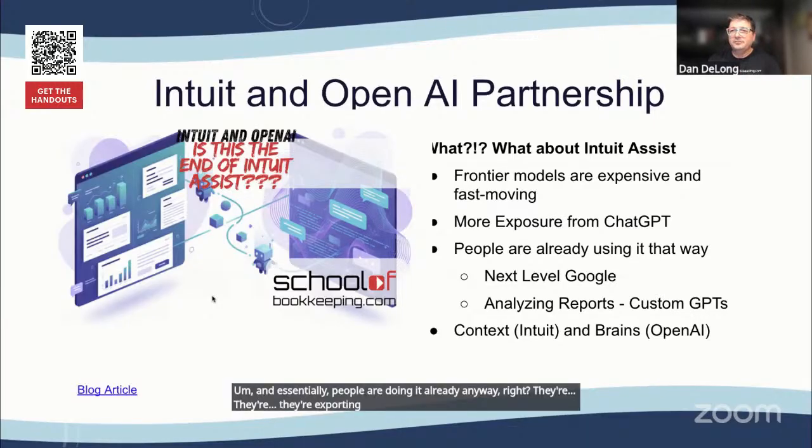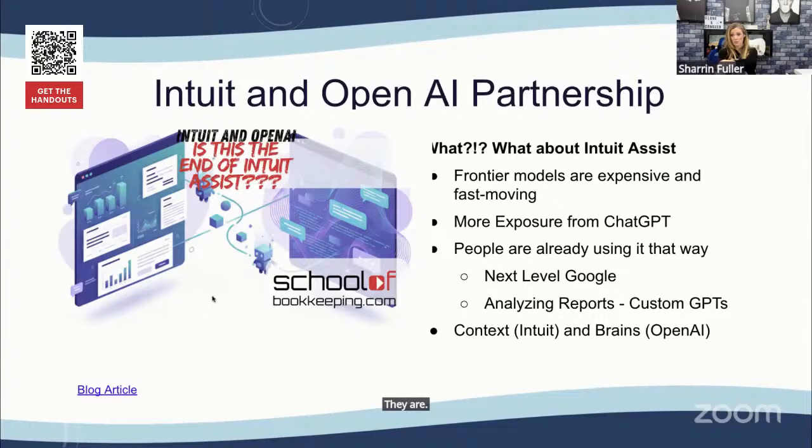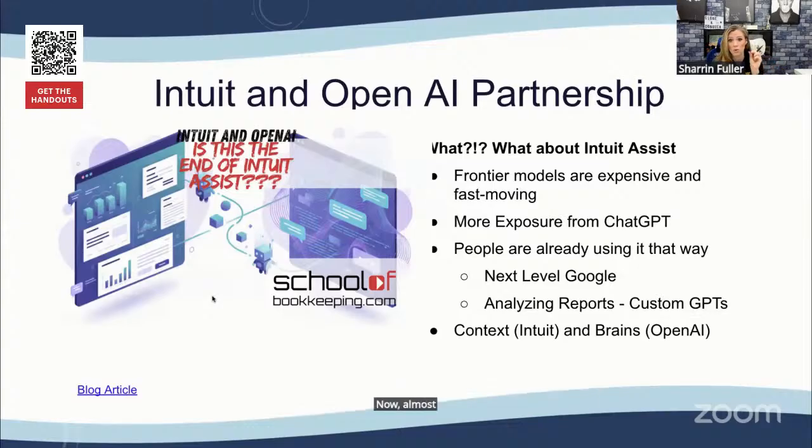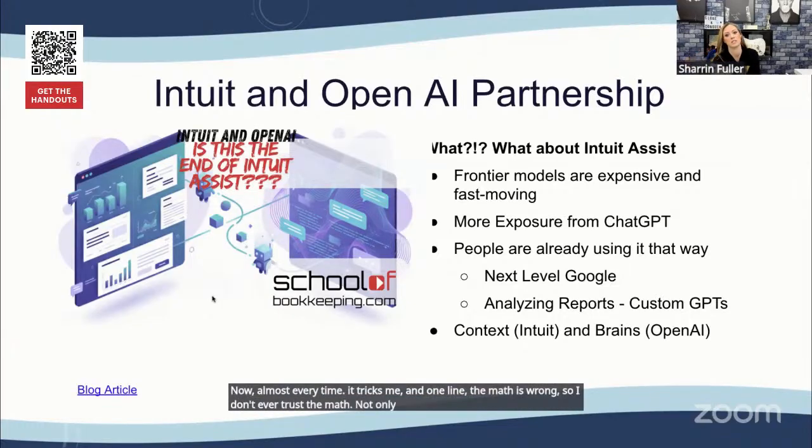They're exporting reports out of QuickBooks? That's what I was just going to ask. I would love to see if anybody in here does that. So I do that, right? I have a few clients I do some fractional CFO work for, and I go through and read everything and write down my notes, and then I throw it into their channel in ChatGPT that knows how I like everything. I'm like, okay, format my notes. And did I miss anything? And I like to see what they come up with. Now, almost every time it tricks me, and on one line, the math is wrong. So I don't ever trust the math. Not only that, it doesn't know the details, right?